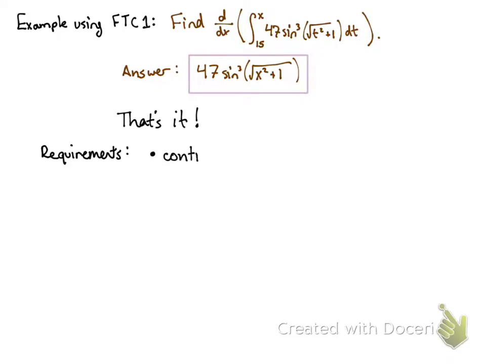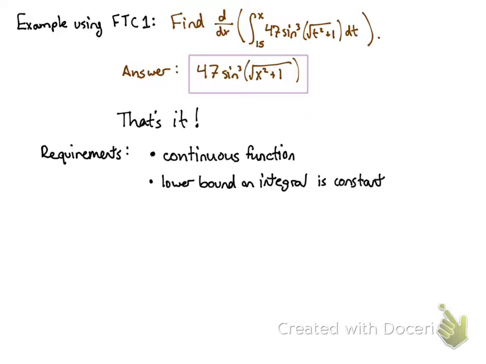Well, the function inside the integral has to be a continuous function. The lower bound, that's the 15 in this example, has to be a constant, right? It doesn't matter what constant it is, it just needs to be a number. And the upper bound needs to be whatever variable you're taking the derivative with respect to. So this has the derivative with respect to x, and that upper bound is the variable x, so that's correct. If all those three requirements are satisfied, then life is good, and the derivative of the integral is just the original function.